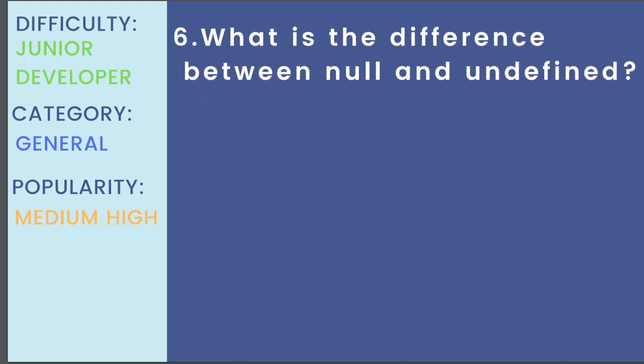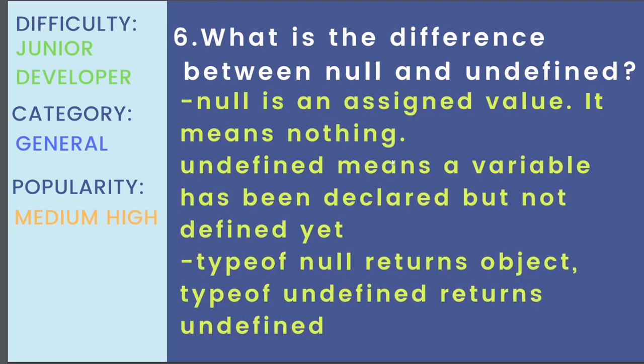Question number 6. What is the difference between null and undefined? So pause the video now and try to come up with your own answer. Null is an assigned value, it means nothing. Undefined means a variable has been declared but not defined yet. Also, typeof null will return object, and typeof undefined will return undefined.